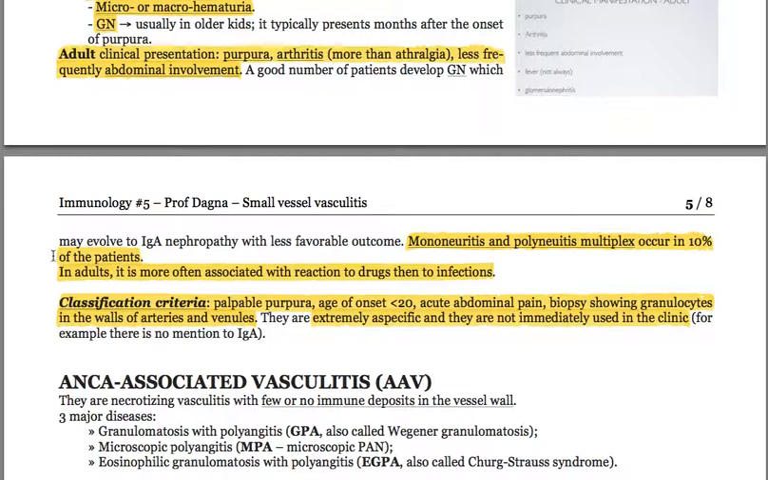Mononeuritis and polyneuritis multiplex occur in 10% of the patients. In adults, it's more often associated with reaction to drugs than to infections. Classification criteria are palpable purpura, age at onset of less than 20, acute abdominal pain, and biopsy showing granulocytes in the walls of arteries and veins. They are extremely specific and they are not immediately used in the clinic. For example, there is no mention of IgA.